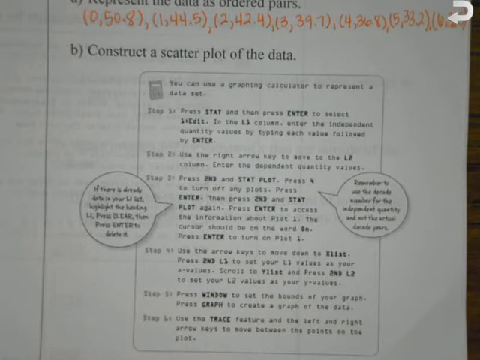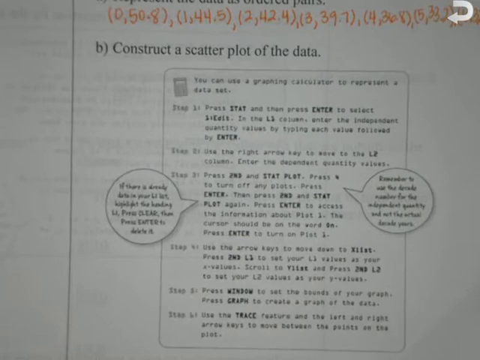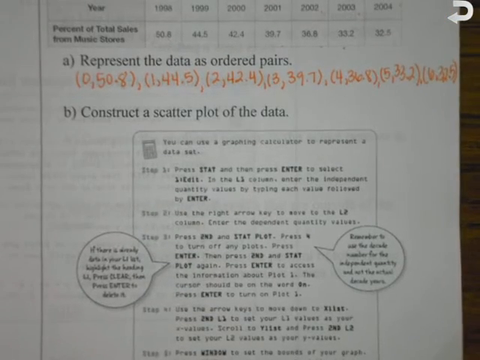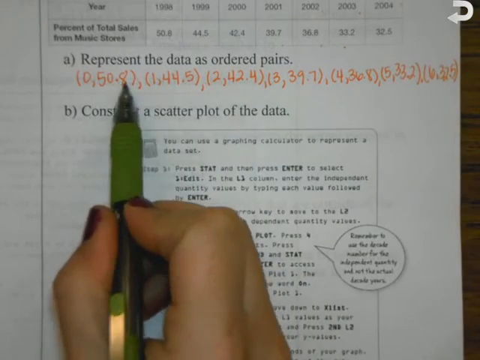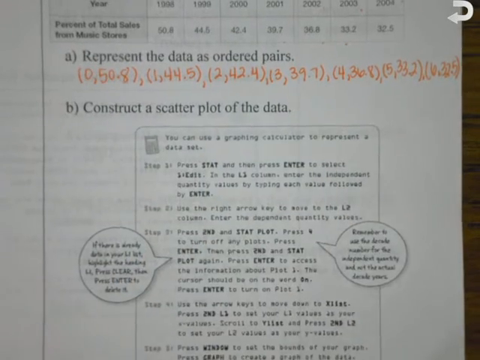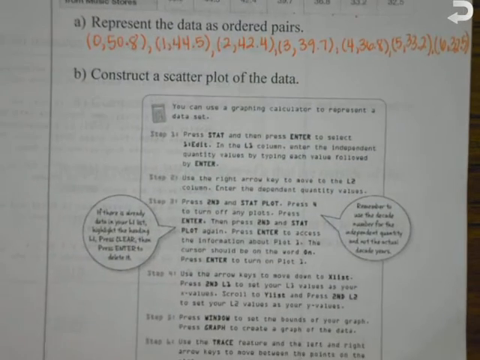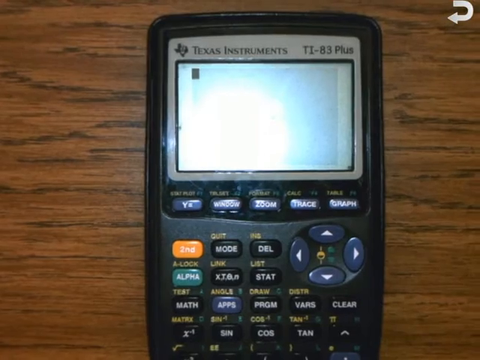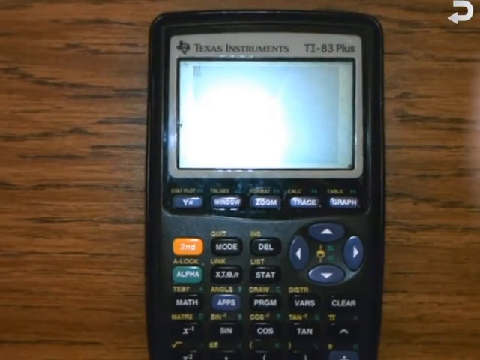All right, so we are actually going to graph this data, but because all of our y values are like 50.8, 44.5, we're going to graph on the graphing calculator. So here's what we are going to do. Get out your graphing calculator. Some of you might have to share. Let me turn off the light.